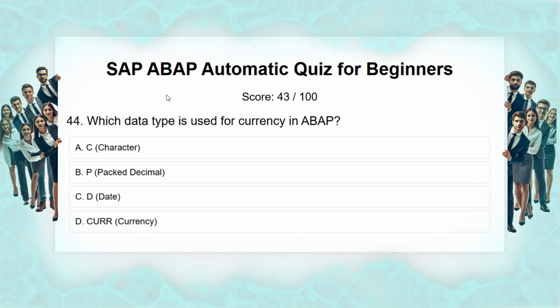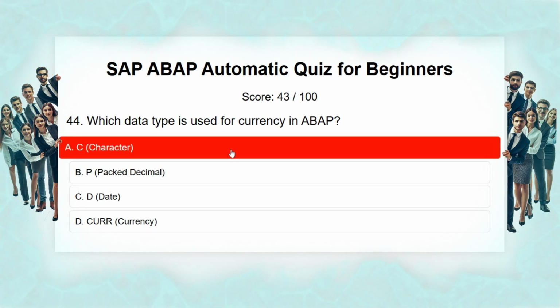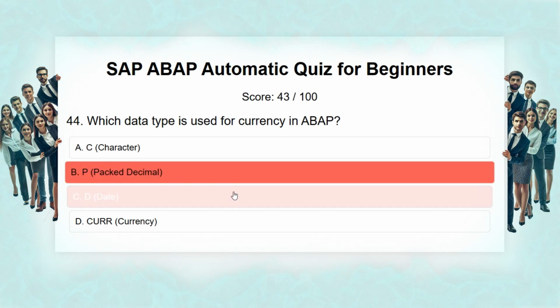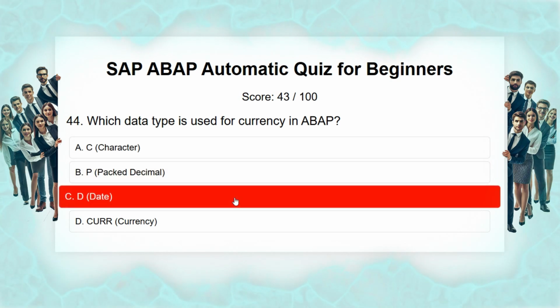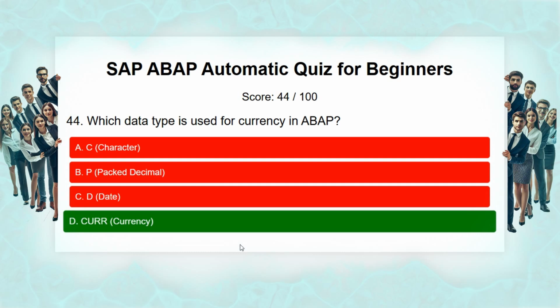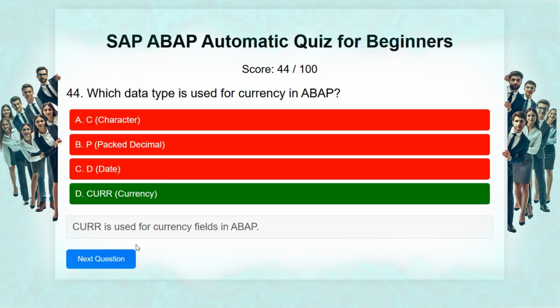44. Which data type is used for currency in ABAP? A. C, character. B. P, packed decimal. C. D, date. D. Currency. Correct answer. Cur is used for currency fields in ABAP.